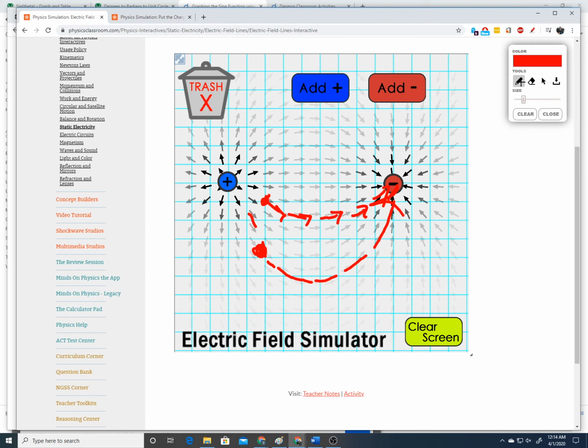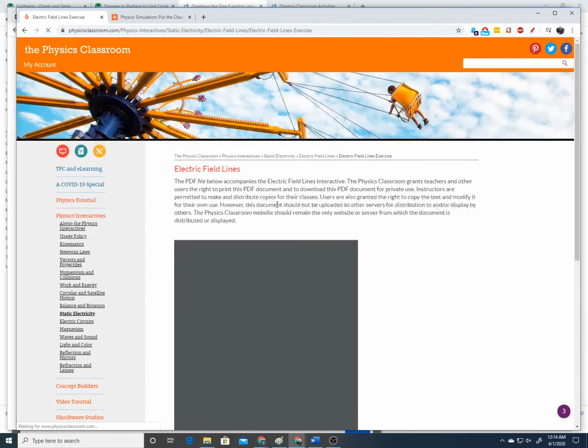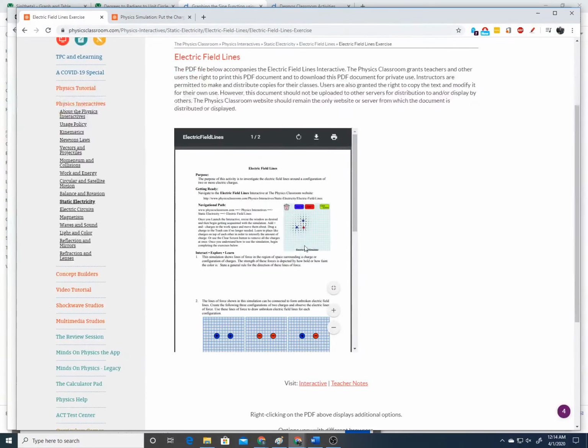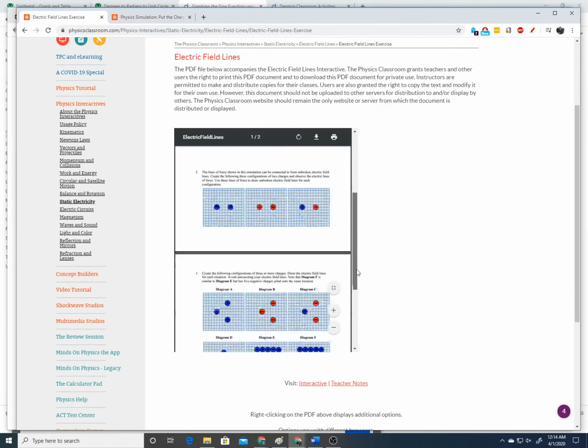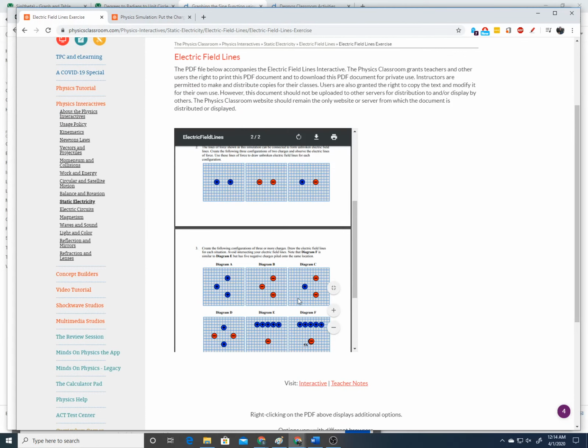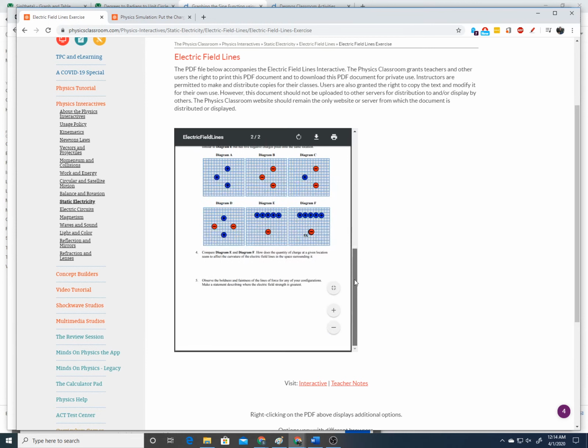So your homework that's going to be assigned with this part, and I am assigning 2 homeworks today, is going to be pretty simple. You're going to open up this interactive, you're going to go to this worksheet, and you're just going to draw in the vector fields that happen based on the diagrams that it asks you for.